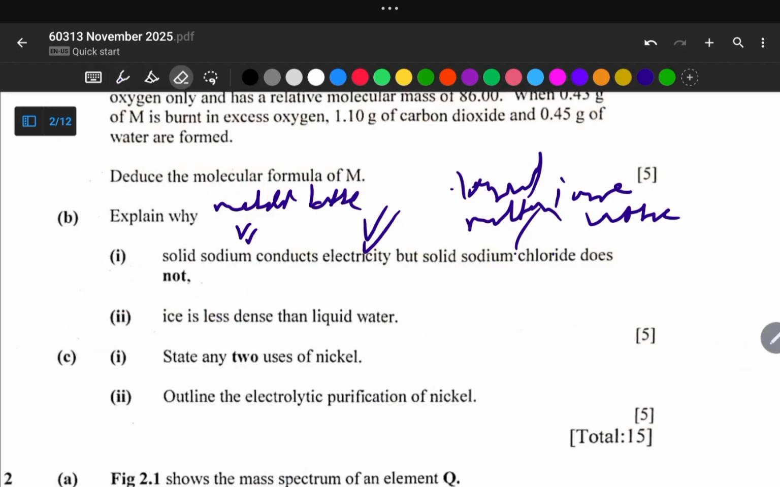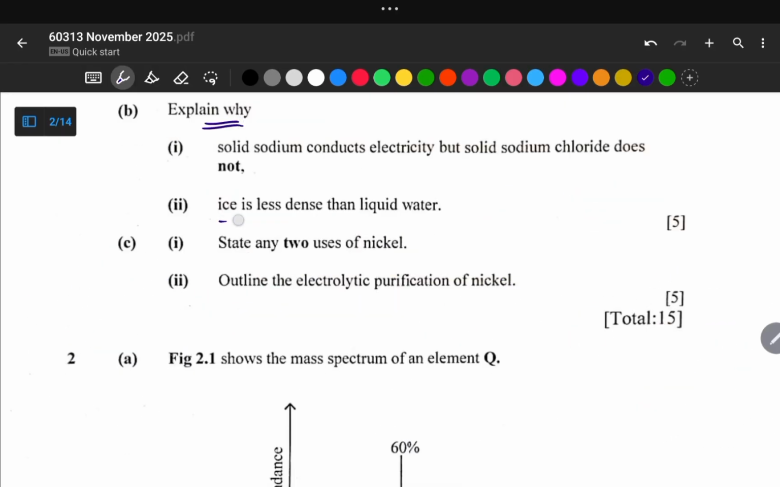So the next part says: explain why ice is less dense than liquid water, right? So when water cools into the solid state, it becomes less dense. So we are required to explain why water becomes less dense as it cools, right? As it cools, the particles are going to lose their kinetic energy.